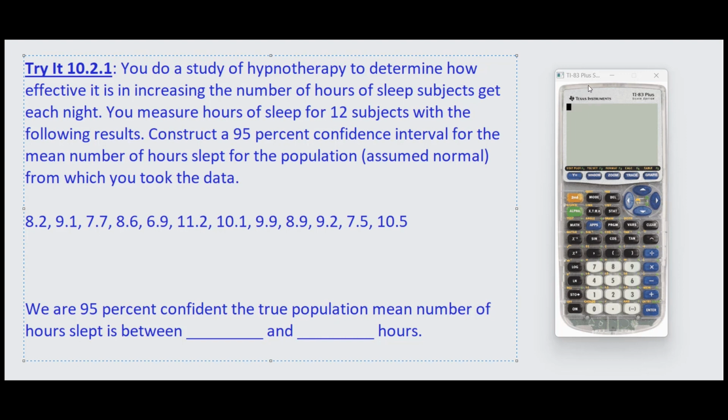Now, in this instance, we are going to use our graphing calculators in order to find the t-interval. The reason why we have to use a t-interval is because we don't know the population standard deviation, but we are told that we can assume the population is normal, which means we can use the t-score in order to determine a confidence interval.